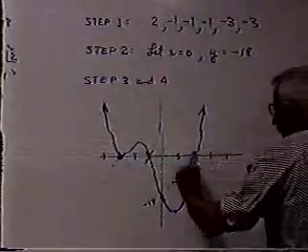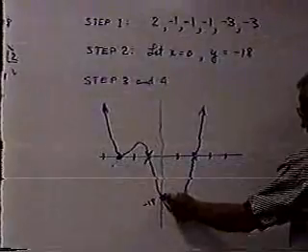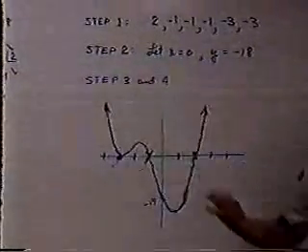Step 1, find where it crosses or bounces on the x-axis. Step 2, find where it crosses the y-axis. And then, if you don't have a denominator, just go sketch it in.